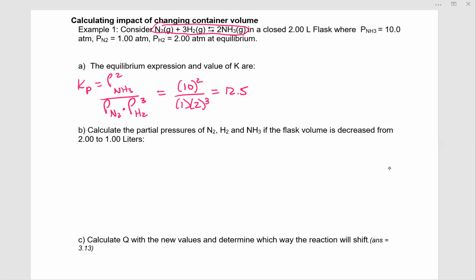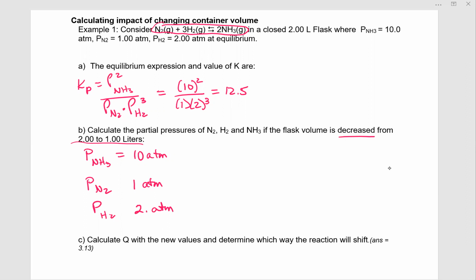So let's see what's going on. The partial pressure of NH3 is currently at 10 atmospheres. So I'm going to put everything we're starting with. And the partial pressure of the nitrogen is at 1 atmosphere. And the partial pressure of the hydrogen is at 2 atmospheres. And we're decreasing the flask volume from 2 to 1 liters.